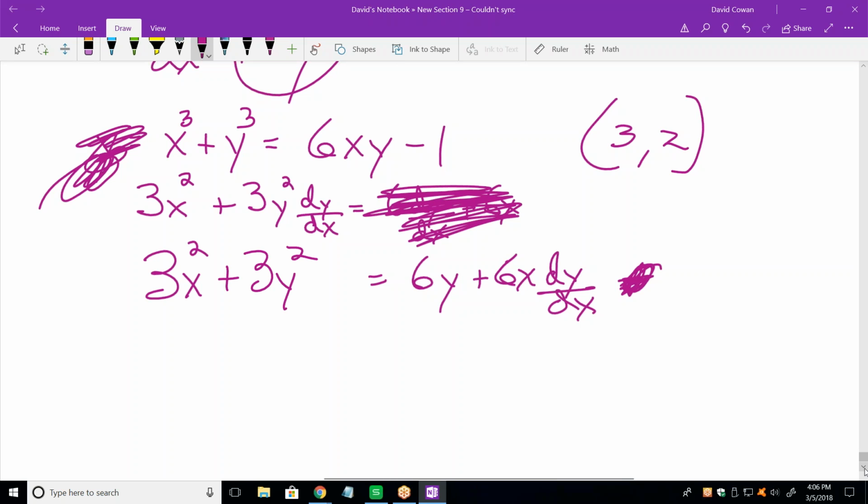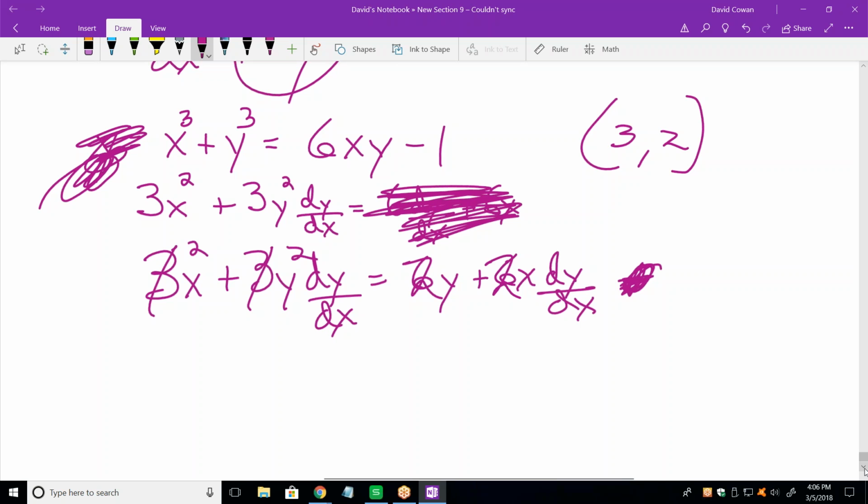What's one thing I can do immediately that will simplify the problem? Subtract 6y from the right? Well, I was thinking divide everything by 3. Oh, yeah, that works. Let's just do that, for no other reason than it makes all the numbers smaller. Now, we haven't done one like this yet. We've got multiple dy dx's. What is the next step? This is critical.